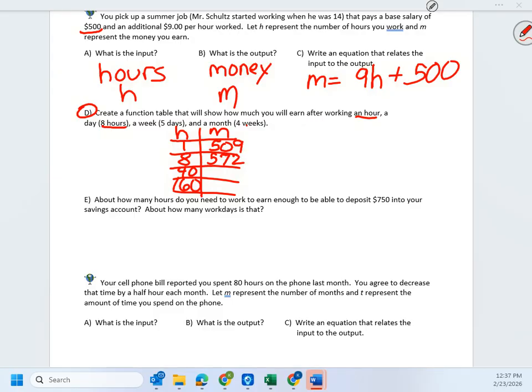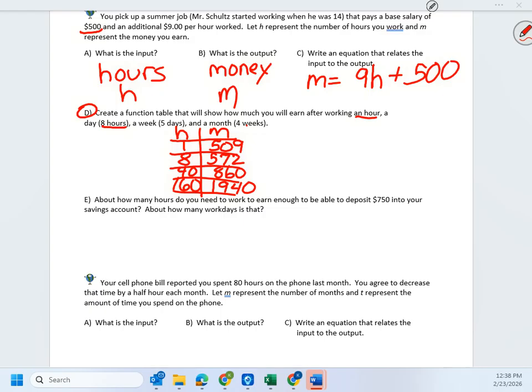Now I need to put the 40 in. I'm putting 40 in for the H. How much money am I gonna make if I work a full week? Victoria? 860. Yeah, 860, because we do 40 times 9, 360, plus 500. So we get 860. Now, I work a whole month, 160 hours. How much money should I make in a month? Gavin? $1,940.